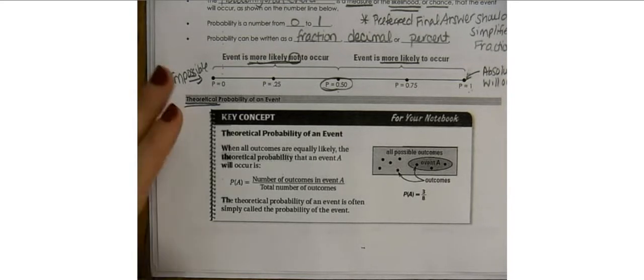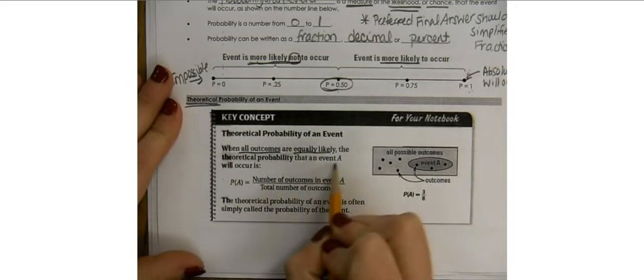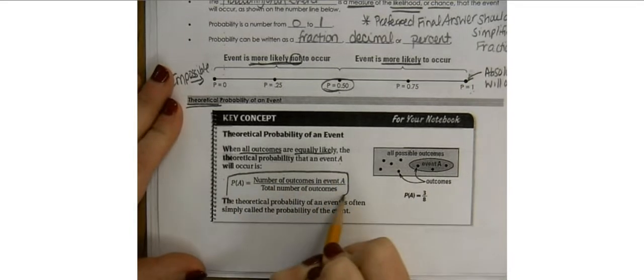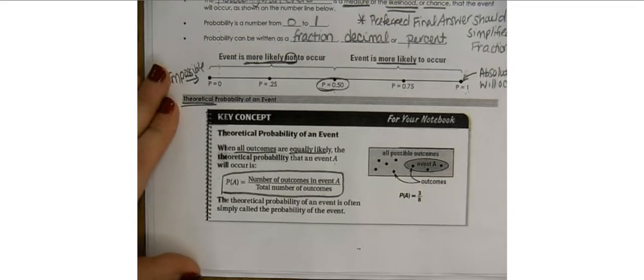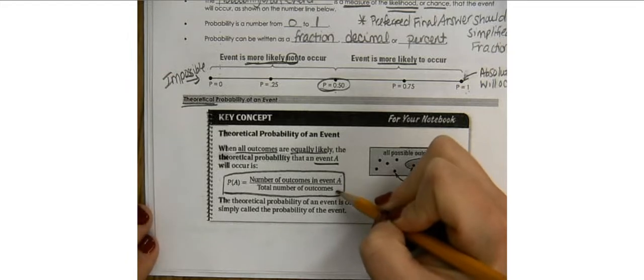But in theory, when all outcomes are equally likely, the theoretical probability that an event A will occur is the number of outcomes in event A divided by the total number of outcomes. So the probability that an event A will occur means what you want to see happen divided by all of the possibilities of things that could happen.